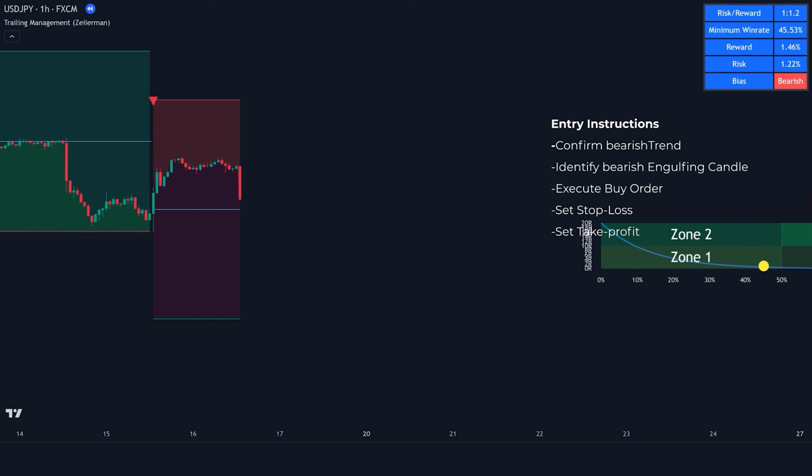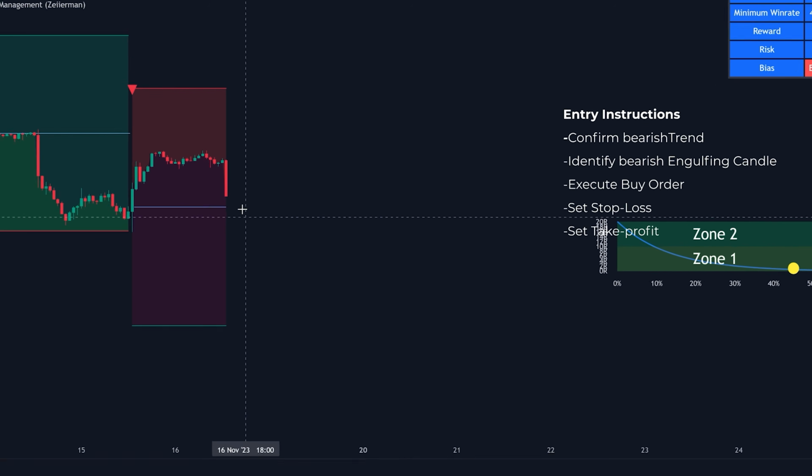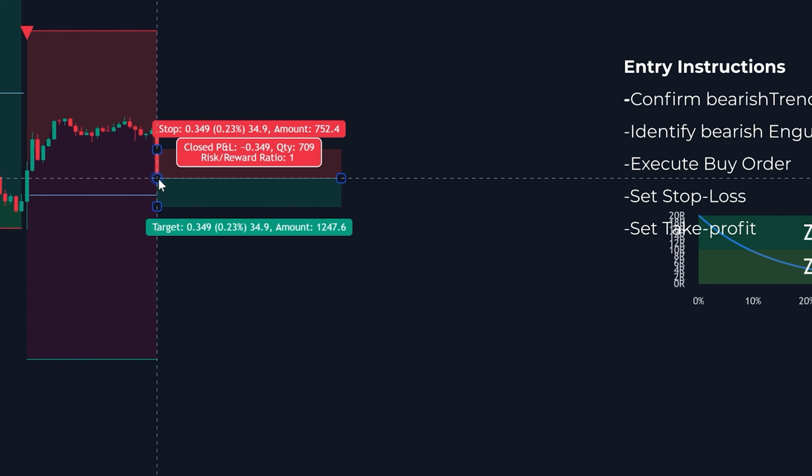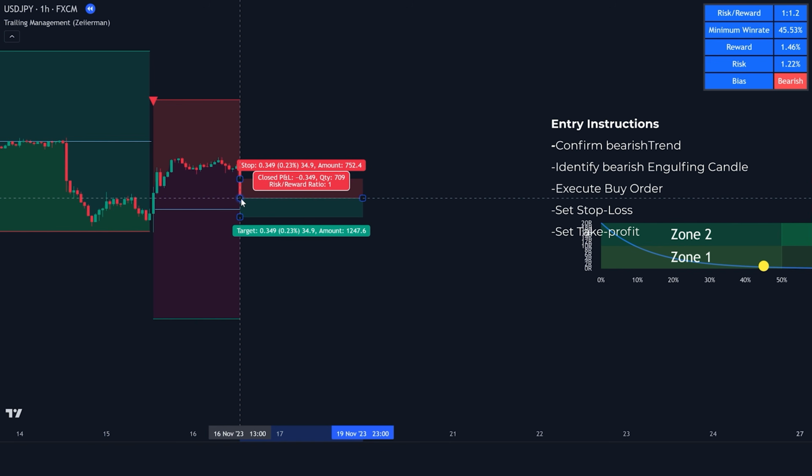Entry instructions. 1. Confirm bearish trend. Ensure the auto bias shows a bearish trend. 2. Identify bearish engulfing formation. Monitor the market for a bearish engulfing candlestick, which is a strong indicator of selling pressure and a potential reversal or continuation of the downtrend. 3. Execute sell order. Enter a sell position on the next candle after the bearish engulfing pattern. This suggests that downward momentum is likely to continue, offering a high likelihood of a successful trade.